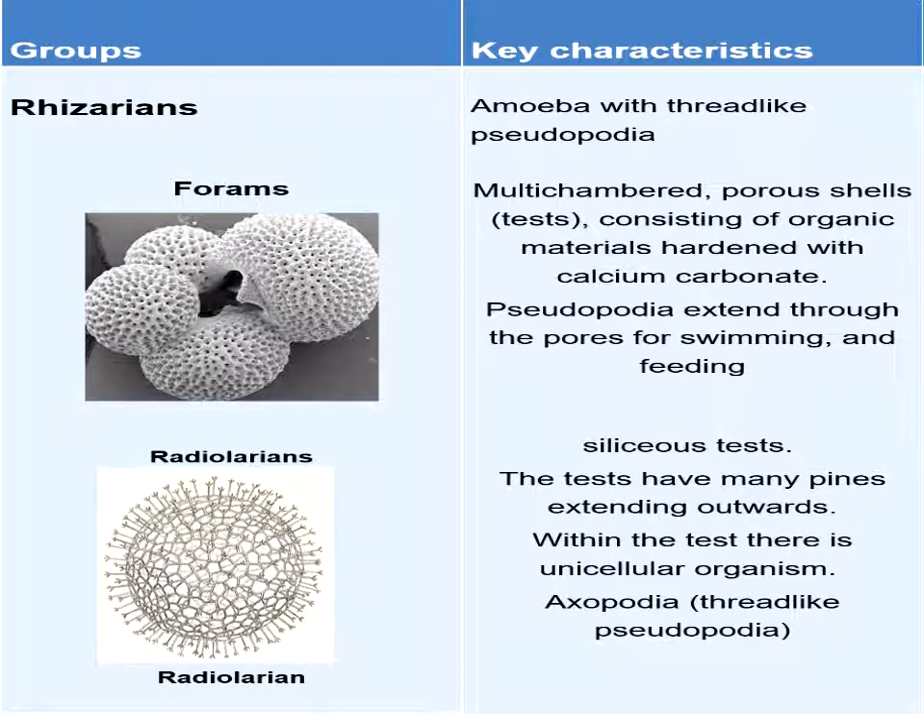The next group in protists are rhizarians. They are amoeba-like organisms with thread-like pseudopodia. And some have multi-chambered porous shells, which are made up of calcium carbonate.